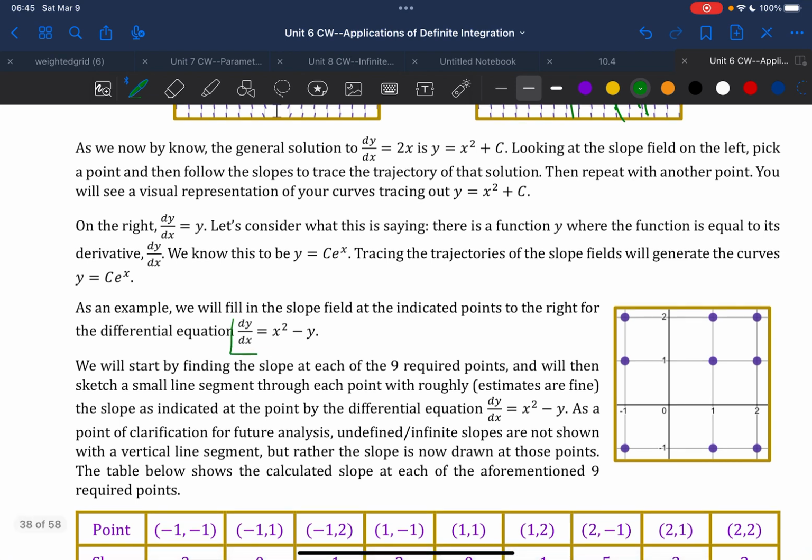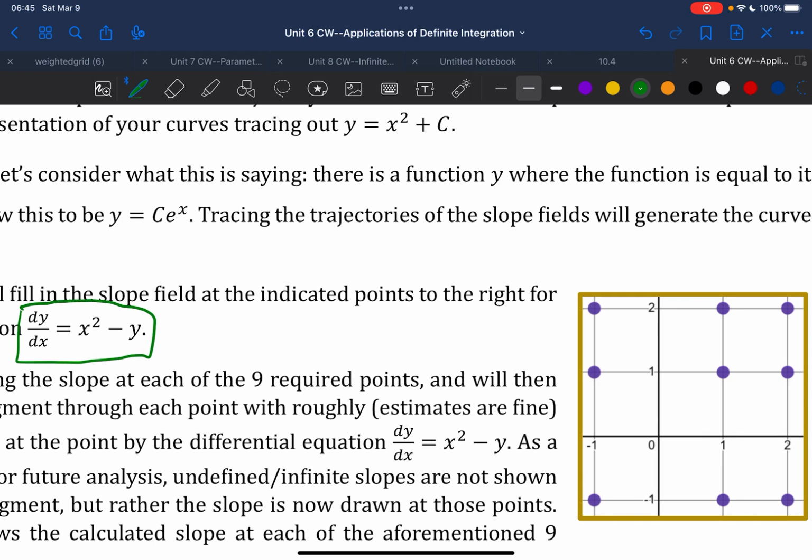So we're going to look at dy dx equals x squared minus y. Basically, at any point on the slope field that I want, I'm going to be asked to find the slope. So for example, at the point (1, 1), x is 1, y is 1. You plug that in there. You get 1 squared minus 1. You get a slope of 0. I'm just going to draw a small little line with a slope of 0. If I go to (1, 2), x is 1, y is 2. I get 1 squared minus 2. I get a slope of negative 1.